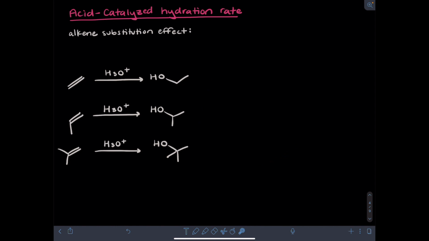In one case, I'm starting out with an unsubstituted alkene. In another case, I'm starting out with a monosubstituted alkene. And in a third case, I'm starting out with a disubstituted alkene. In the second 2 cases, I've shown the Markovnikov addition product, where I've added hydrogen to the less substituted carbon and OH to the more substituted carbon of the alkene.